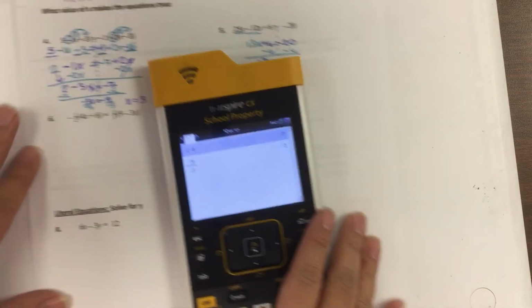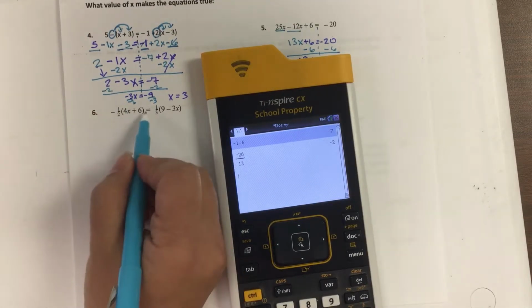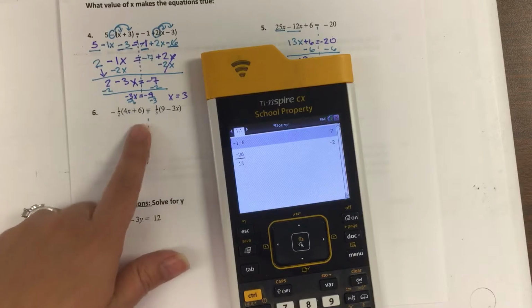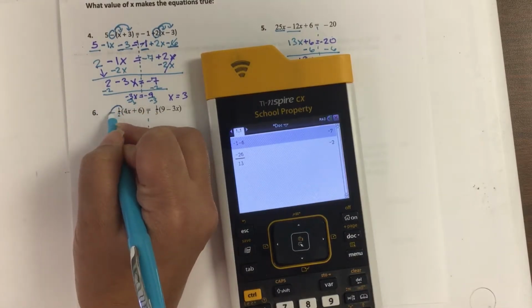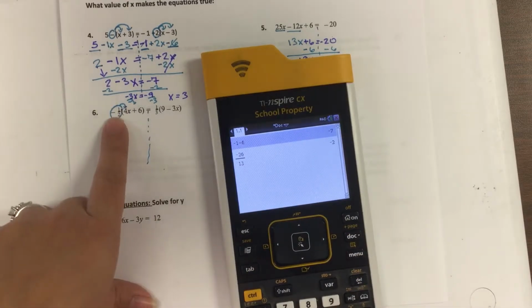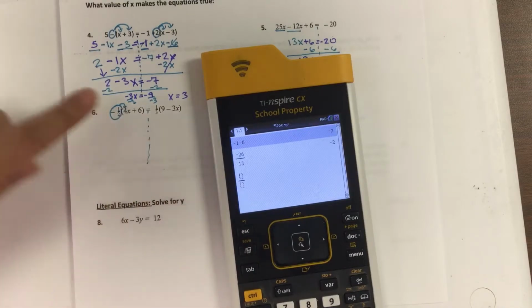Okay, I'm going to go ahead and talk about question 6. This one has fractions. A lot of times I'm noticing we try to stray away from fractions whenever we can, but they're really not that bad. So it's the same rules. Because I have these parentheses, I'm going to need to distribute. I need to multiply that negative 1/2 to both the 4x and the 6. And if you're not quite sure how to multiply, use the calculator. To get a fraction, it's control divide. And I can see the outline of my fraction.